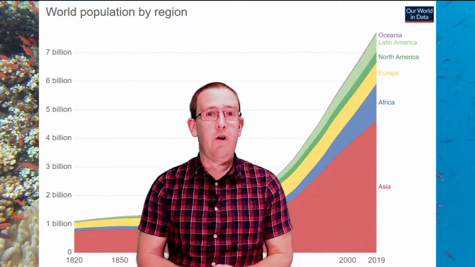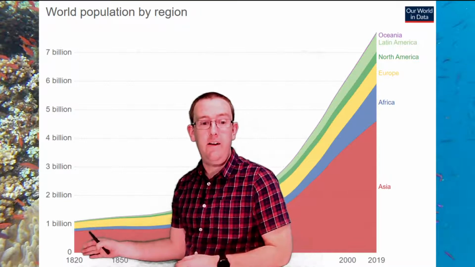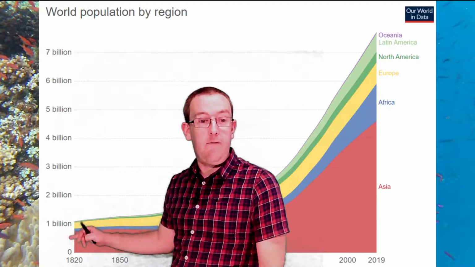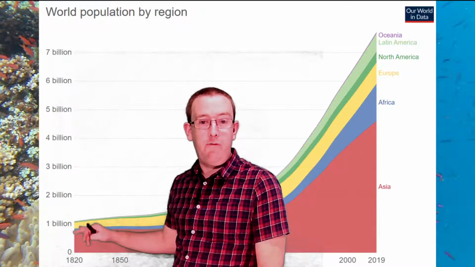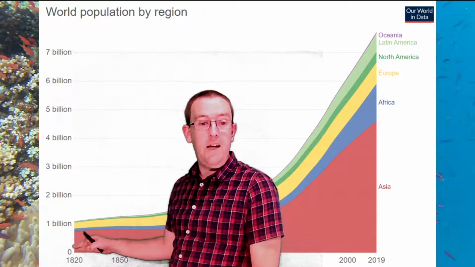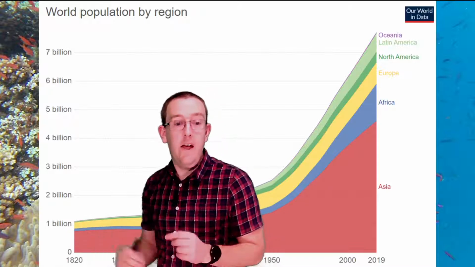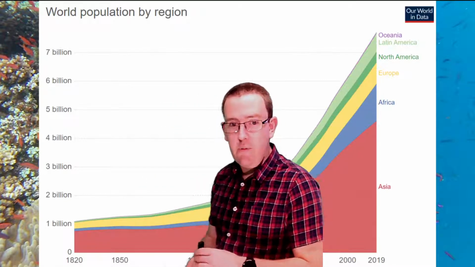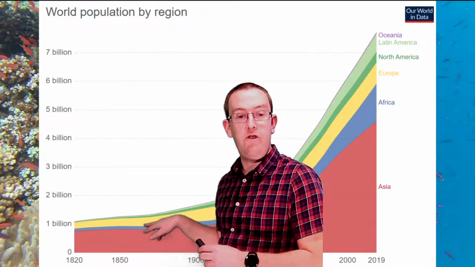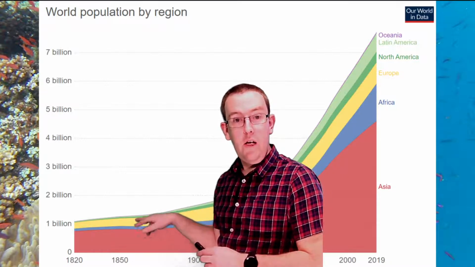So here we have a graph of human population over the last 200 years. We start down here at 1820. The graph's divided up into the different continents, with Asia, Africa, Europe, North America, Latin America, and Oceania colour-coded. So in 1820, there's only about 1 billion people on the planet. And then we go through the 1800s, and we get a bit of population growth, in Europe and in North America as we go through there.